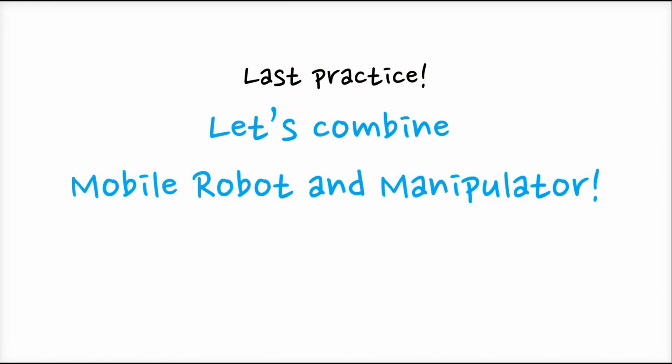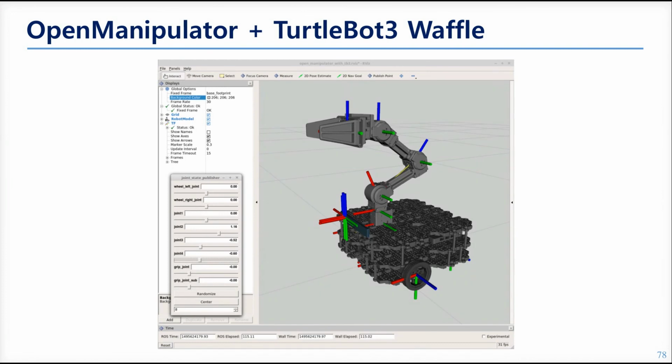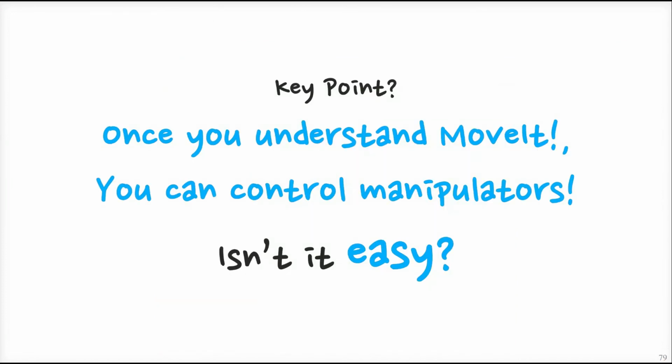And the last thing is to build a mobile manipulator. The TurtleBot package has a URDF also. So to use them together, put the following into the TurtleBot's URDF. Then you can check it in RViz like this.